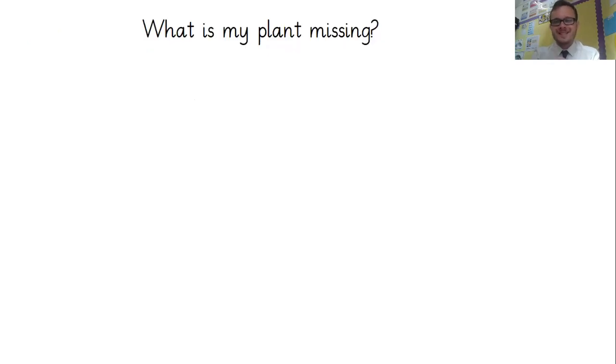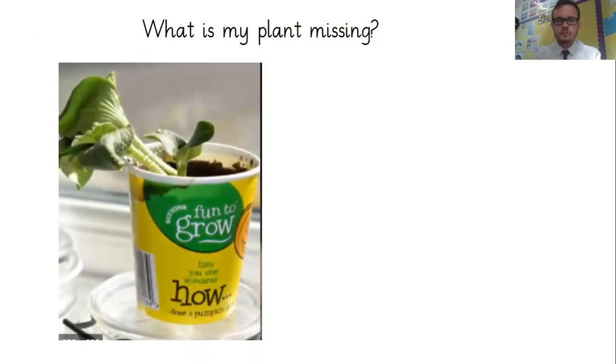Okay, let's see if your observation skills are up to task now. So this is a key scientific part, and it shows if you're a good gardener as well. What is my plant missing? So number one, okay, pause the video, write down what you think the plant is missing. Okay, so let's have a look at it together.